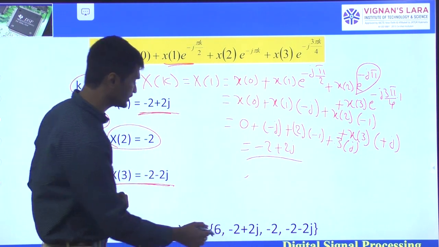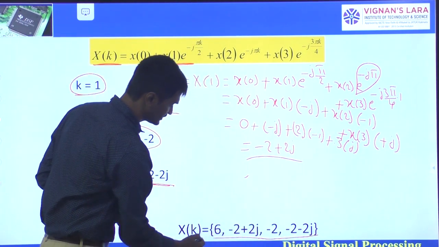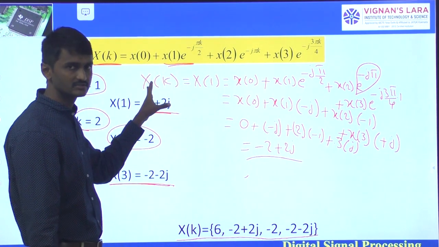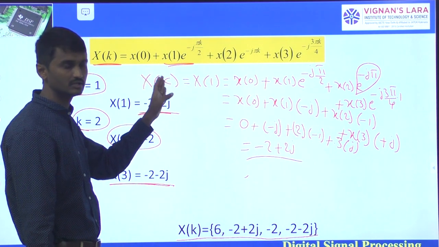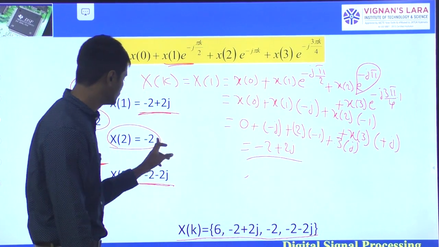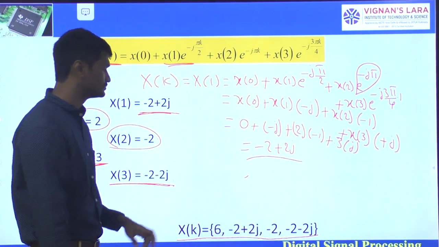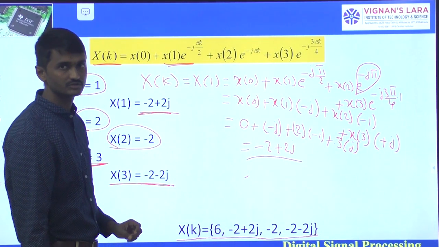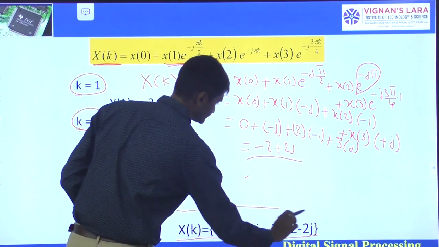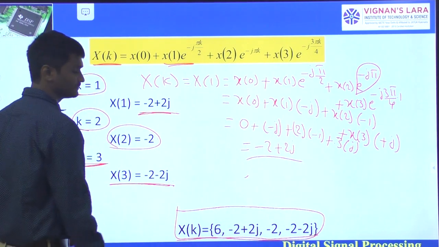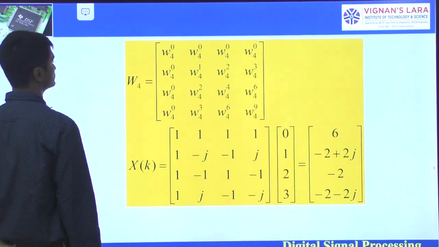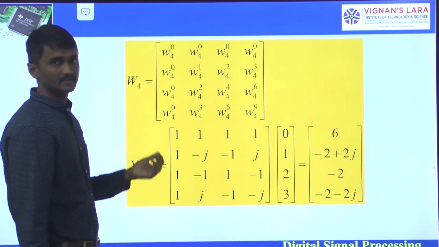So finally all the values put together, the DFT of the given sequence x of n, n equals 0, 1, 2, 3, is 6, minus 2 plus 2j, and minus 2. So next, minus 2 minus 2j. Right? So this is the required DFT for the given sequence. Okay. So that is the direct method.